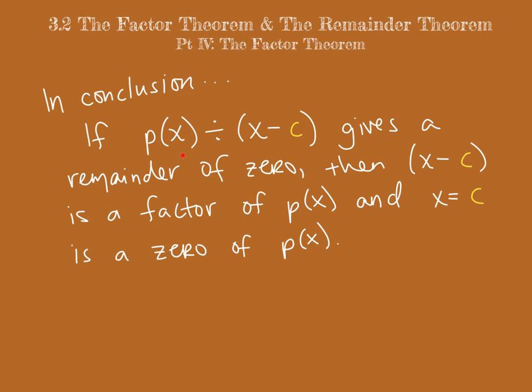In conclusion, if we divide p of x by some linear binomial x minus c, and we get a remainder of 0, then we know that x minus c is in fact a factor, and x equals c is a 0. So once again, the factor theorem just kind of hammers the point home of the relationship between zeros and their corresponding factors, and the factor theorem and remainder theorem are tied heavily towards one another. I didn't really give a ton of new information in this video. I'm just, again, talking about the importance of zeros and the relationship between those zeros and their corresponding factors.